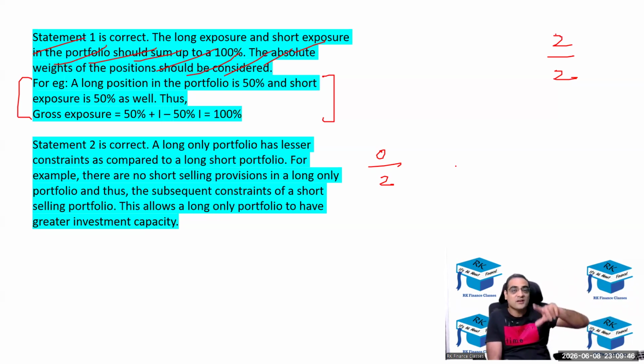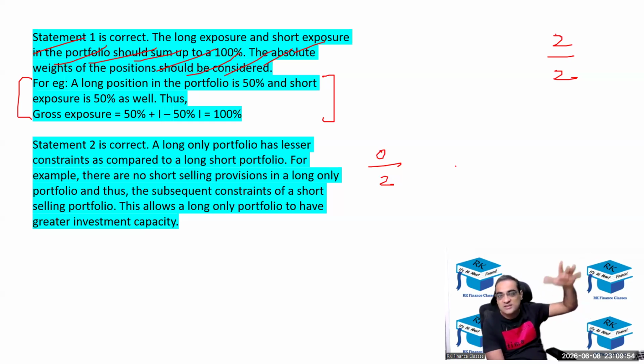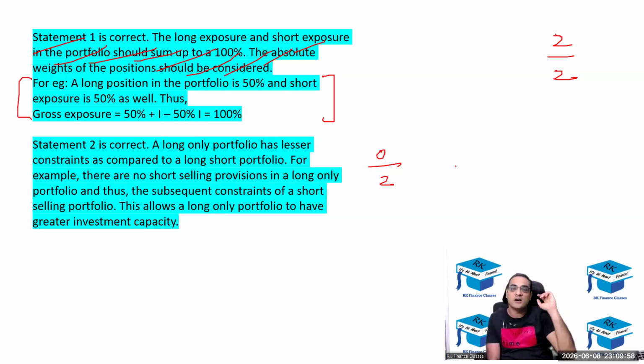And then apart from that, you can also mention the regulation. There will be regulations which are going to have restrictions on short selling, for example that you have to cover the short selling on the same day. So this point is also there, which is not there in the long only.